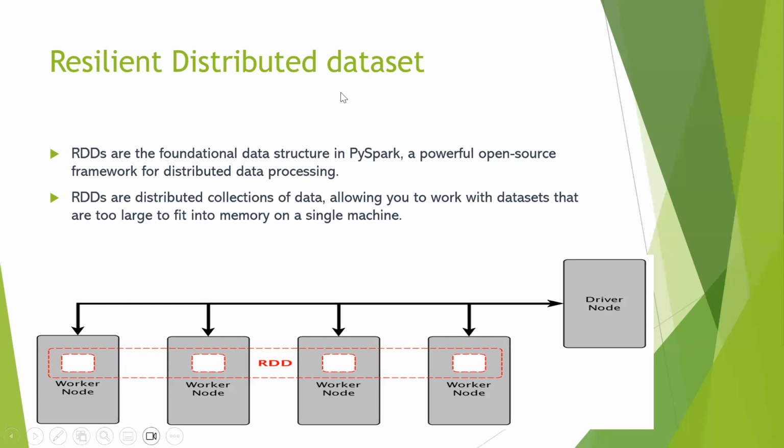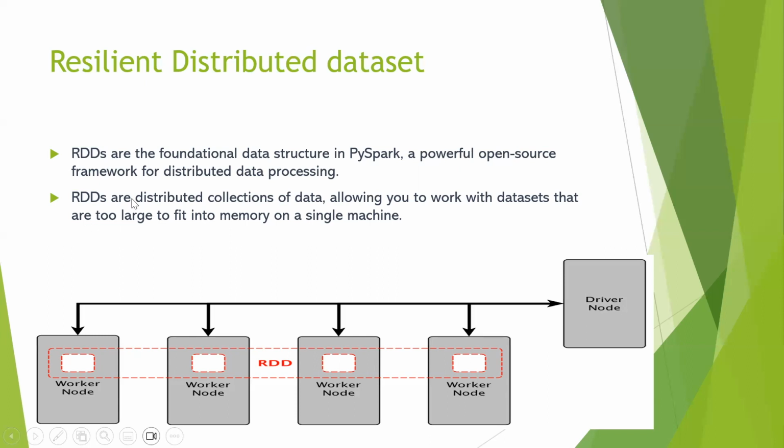Next is resilient distributed dataset, commonly called RDD. RDDs are the foundational data structure in PySpark, a powerful open source framework for distributed data processing. As we have seen, data is distributed among multiple nodes, so now we need a data structure which can work over this distributed data system. Only then can we say that PySpark supports a distributed data system, because it has a data structure which works across the nodes. RDD is that kind of data structure.